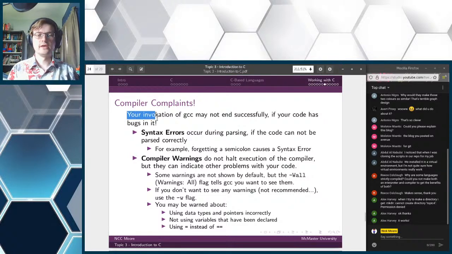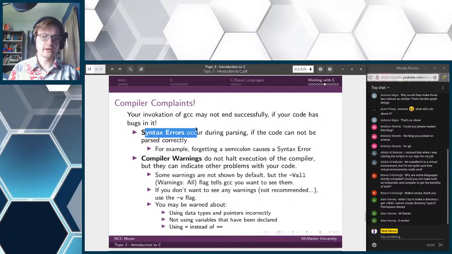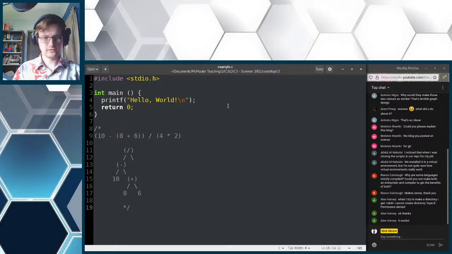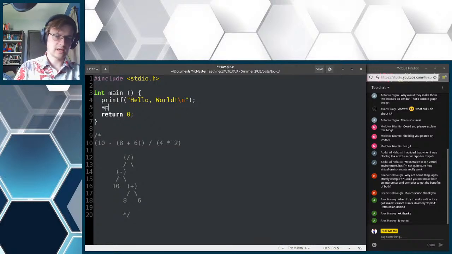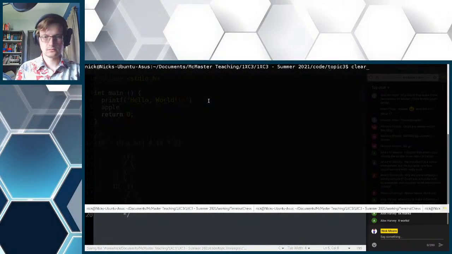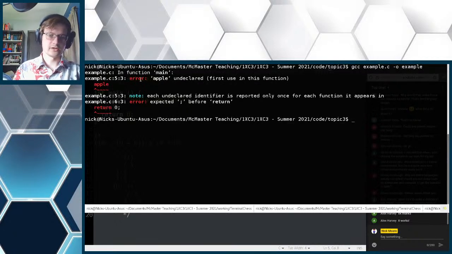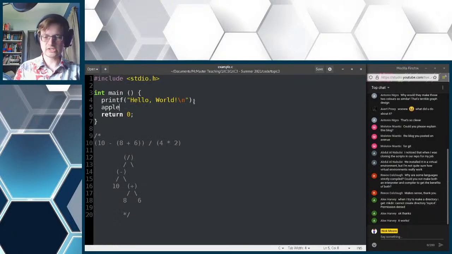compiler complaints. Your invocation of GCC may not end successfully if your code has bugs in it. Syntax errors occur during parsing if the code cannot be parsed correctly. So, for example, forgetting a semicolon causes a syntax error. Very quickly, apple. Errors: apple undeclared, first use in this function. Also, expected semicolon. So that's a syntax error.